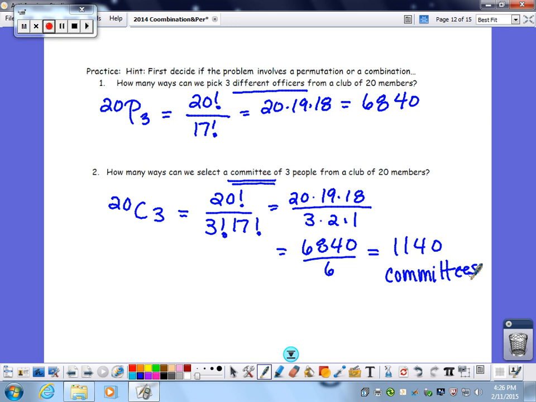All right, please, like I said, if you have questions, write them down. Like I said, the hardest part about this, what gives people fits, is telling between a combination and a permutation, and we'll practice that in class.